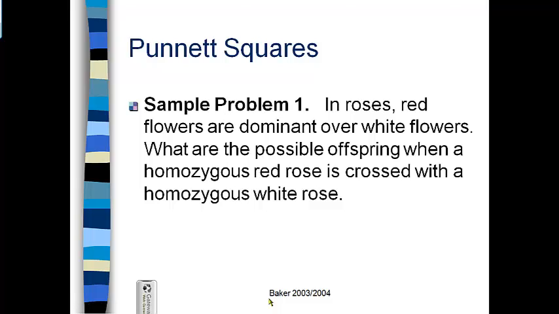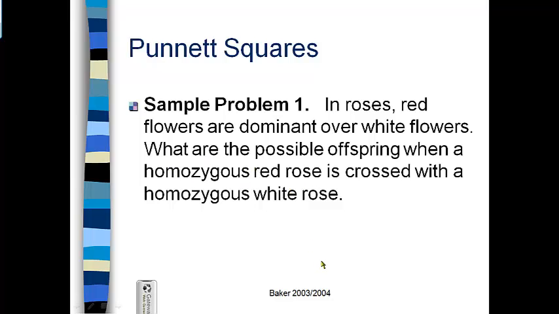Let's do a sample problem. In roses, red flowers are dominant, white flowers are recessive. What are the possible offspring if a homozygous red rose is crossed with a homozygous white rose? What would their offspring have? Well, homozygous, homo tells us that we're going to have the same genes, okay? And they're red, which means they're dominant, so that would be 2 capital R's. So this parent's going to have 2 capital R's.